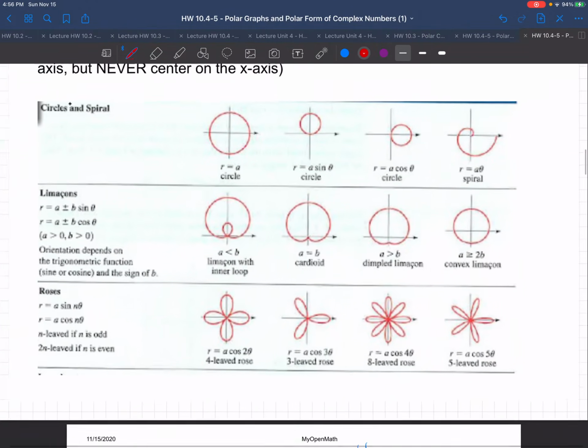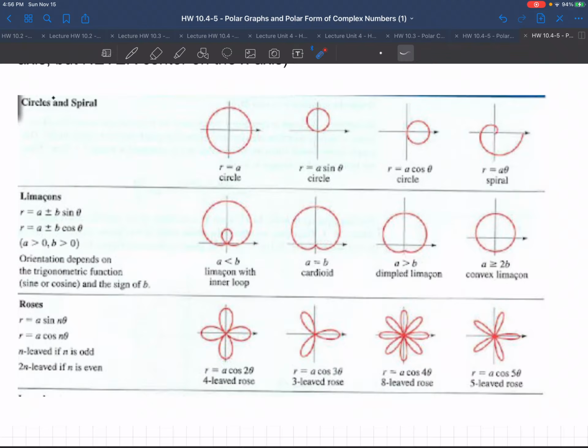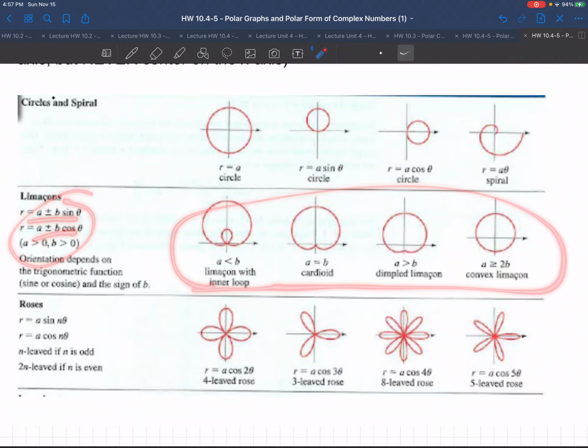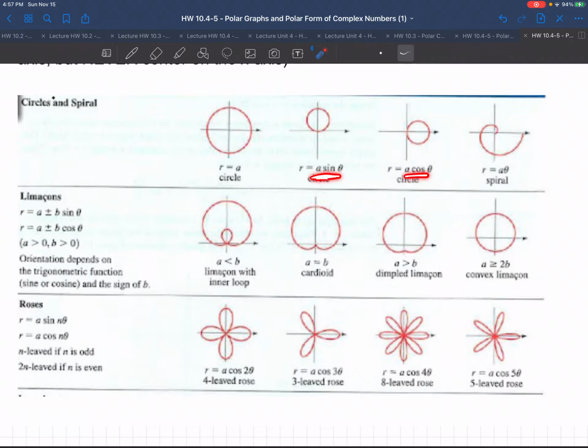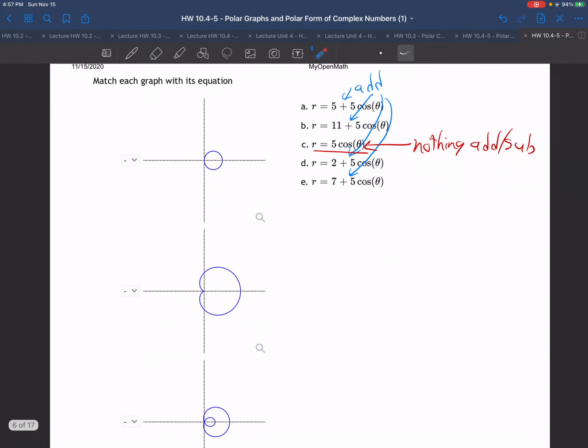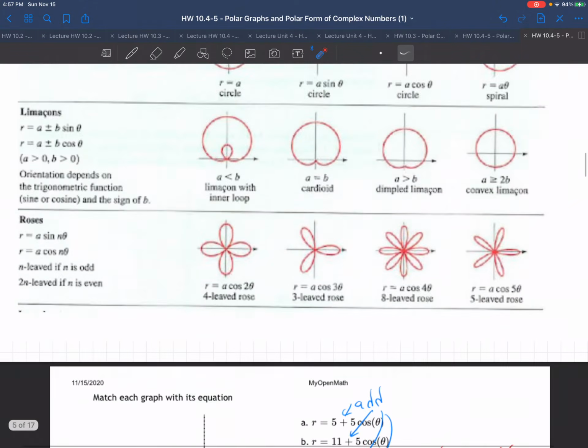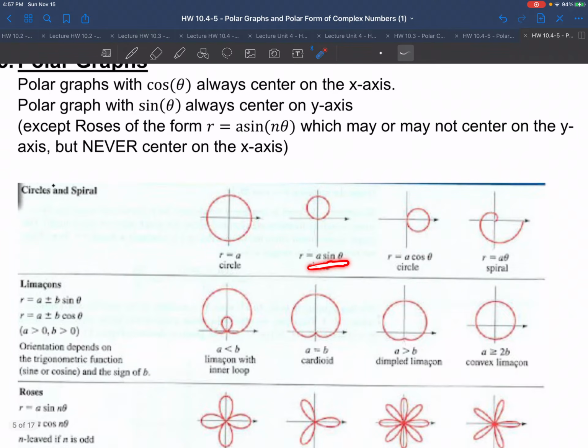So what's that? Well, see over here on the formula sheet I gave you, all the ones adding and subtracting are these kind of shapes. The ones that don't have adding and subtracting are just circles. Now these down here are also no adding or subtracting, but they're cosine 2 theta, 3 theta, 4 theta. That's not what we have. We have just regular theta with a 5 in the front, not on the theta. So that's this kind of equation, or this.